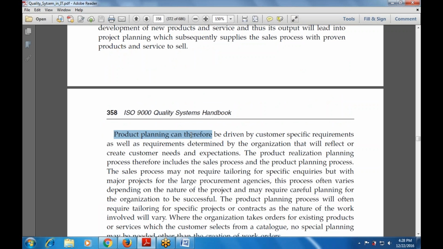Now, when we talk about product planning, that is driven by the customer specific requirements as well as requirements determined by the organization that reflect the customer needs and expectations. This planning process therefore also includes the sales process and the project or product planning process. This may not require tailoring for specific inquiries, but with a main project, it is used with large procurement agencies. And this process often varies depending on the nature of the product or the project, which requires careful planning for the organization.